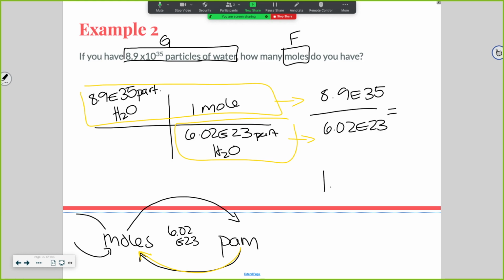1.477914. Give me 2 decimal places. 1.48. I got 1.49. Did you round it up? 1.478, and then it rounds up. And E12. And then I need a number, unit, name. That's what? Moles. It's a lot of moles of what? H2O. That's your final answer.